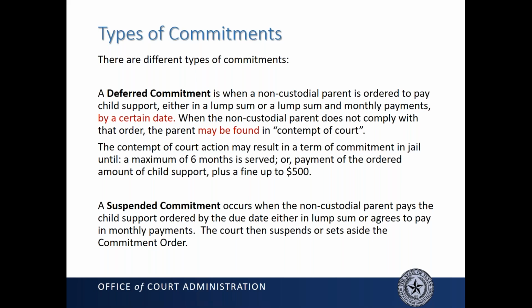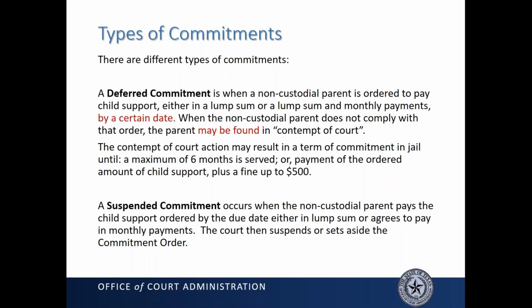So the non-custodial parent has come to court on January 15th and may be given 60 days, March 15th, to come up with a lump sum and get back on track paying the child support. When the non-custodial parent does not comply with that order, the parent may be found in contempt of court. The contempt of court action may result in a term of commitment in a jail until a maximum of 6 months, payment of the ordered child support, plus a fine of $500.